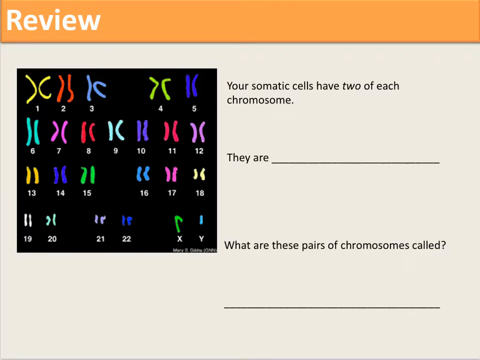So your somatic cells have 2 of each chromosome. Therefore, they are diploid or haploid? Diploid. What are these pairs of chromosomes called? They're homologous. Yeah. Okay.